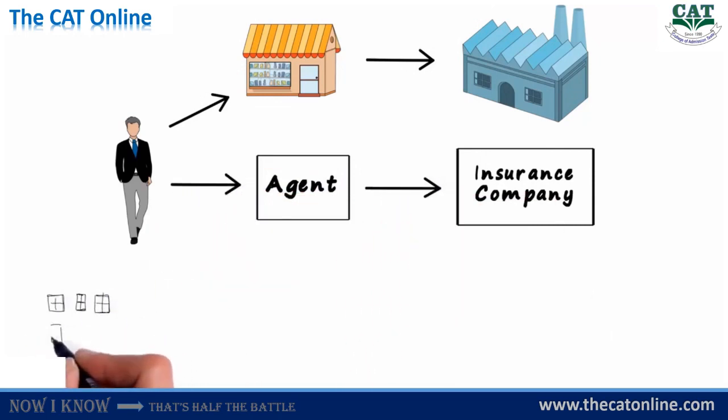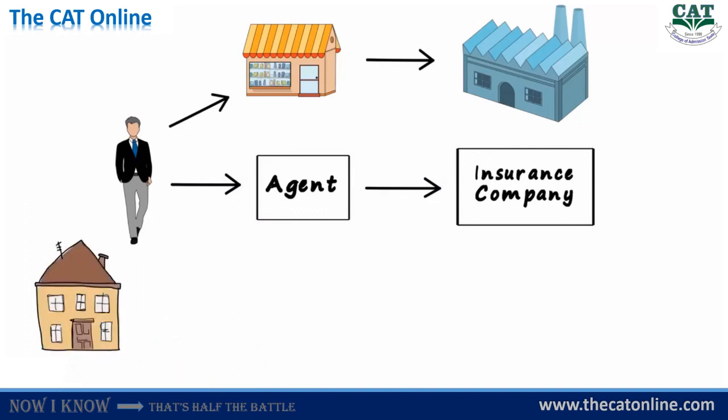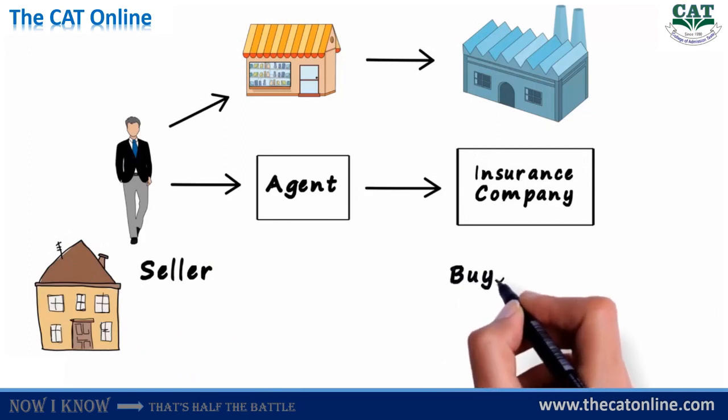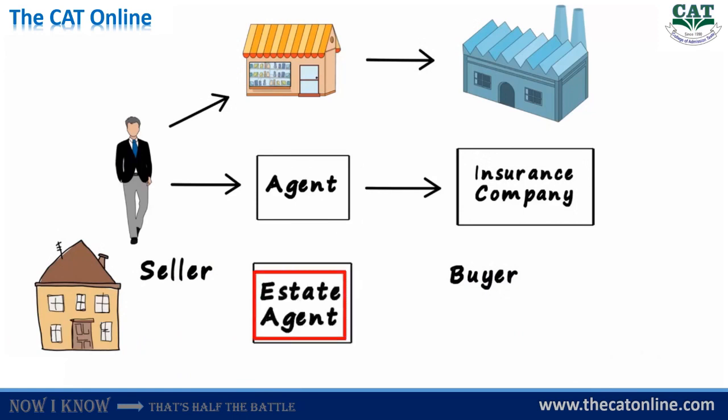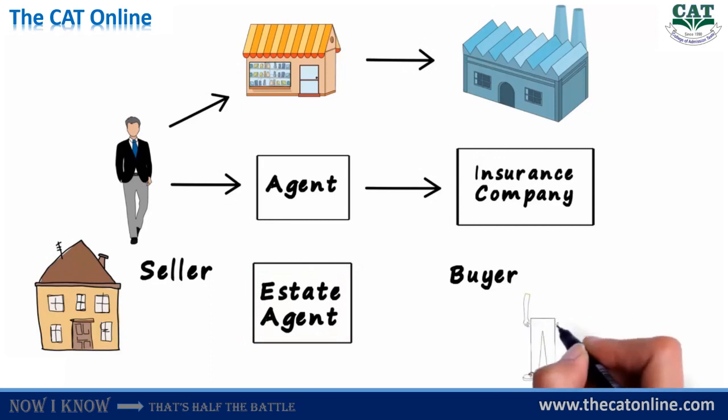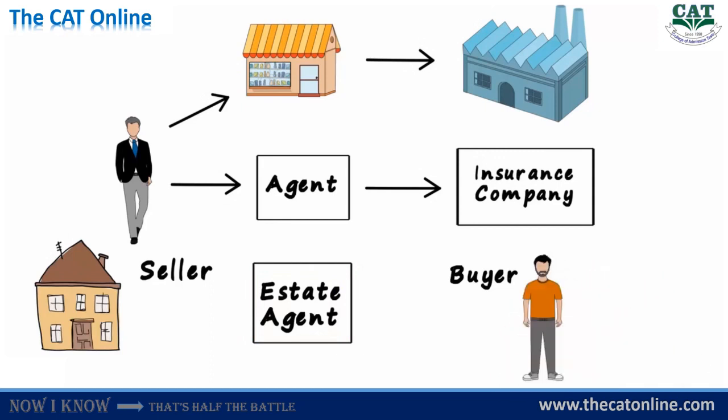Now assume you're changing your residence, for which you would want to sell your previous house to someone. So you become the seller, and what you're looking for is a buyer. But you cannot call or email everyone to know if they're interested in buying your house. That is where an estate agent comes into the picture. The agent finds a buyer for you, and your task becomes easier. You don't have to keep looking out for buyers.